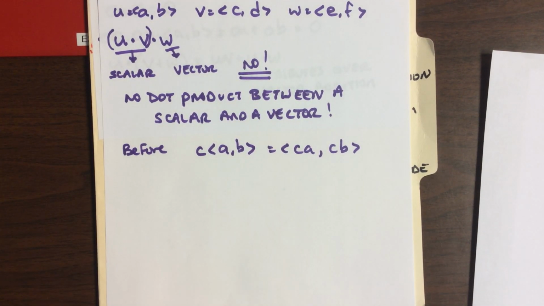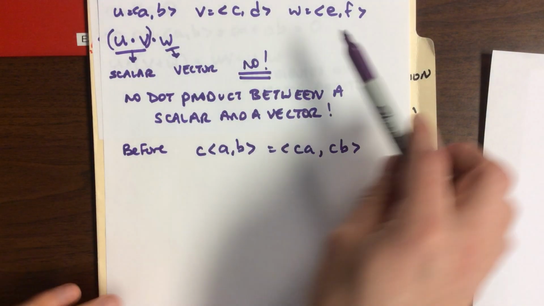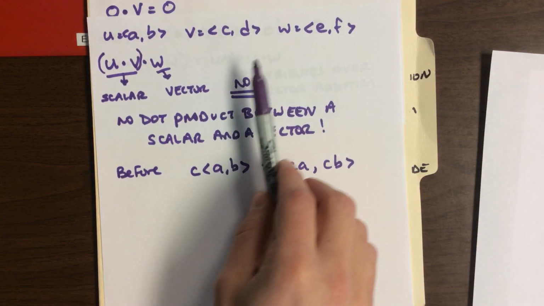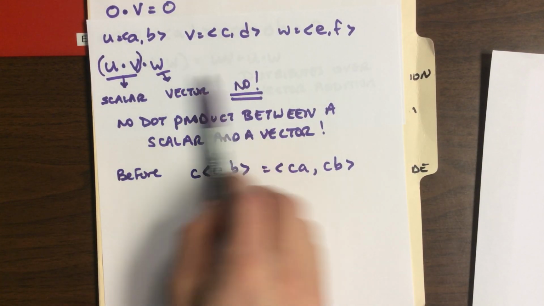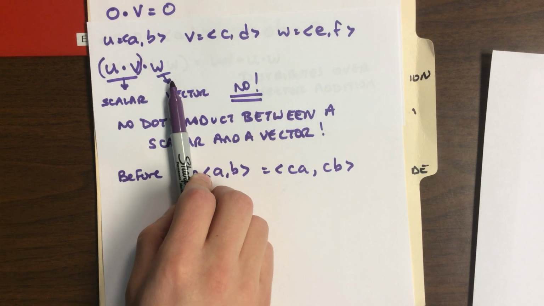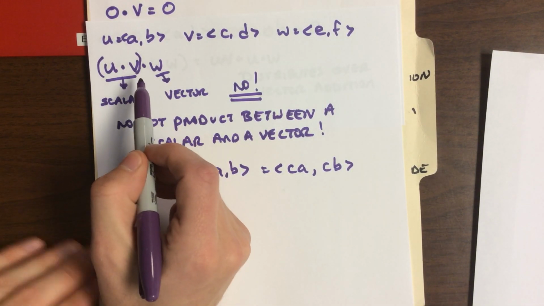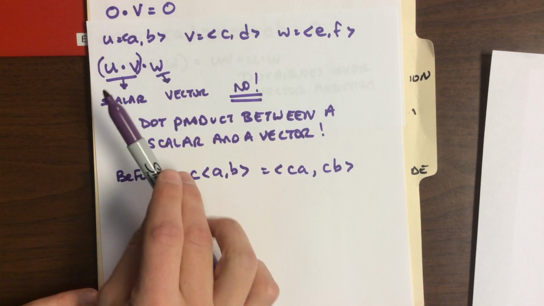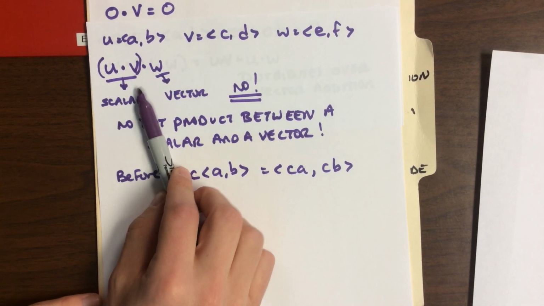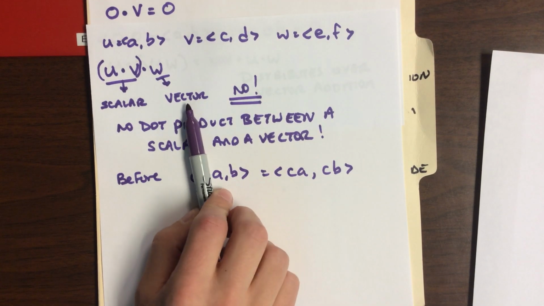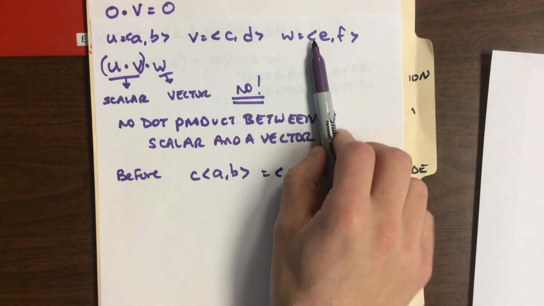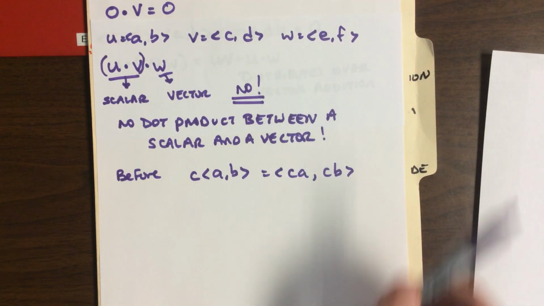In that case, why is W a vector? It doesn't make sense in this case. What I was trying to show you back here is that if we have three vectors and we're trying to dot three vectors, we can't do that. There is no associative property with vectors. So this does not work. It doesn't make sense.